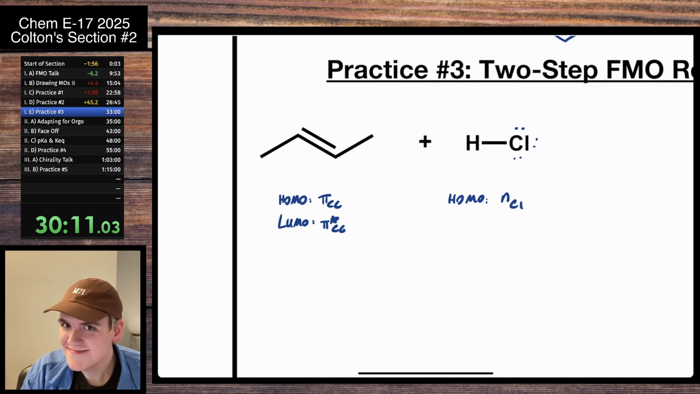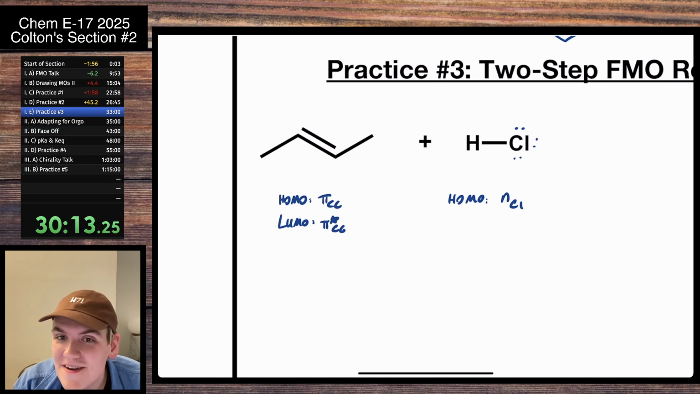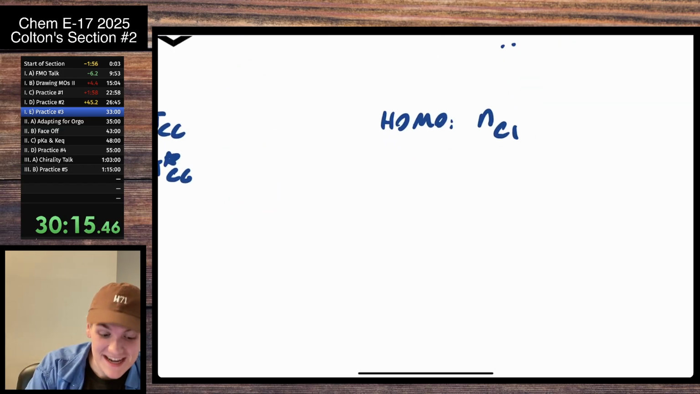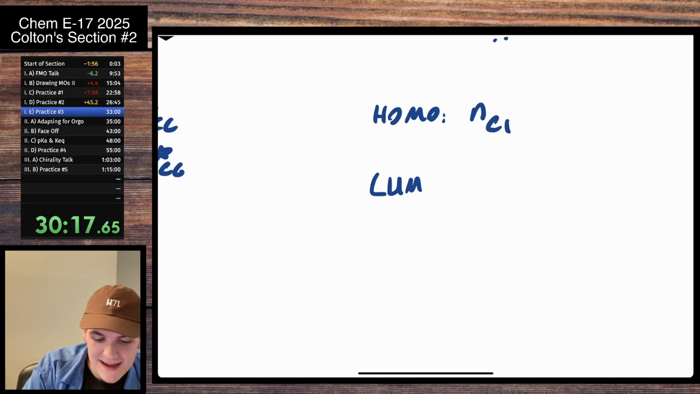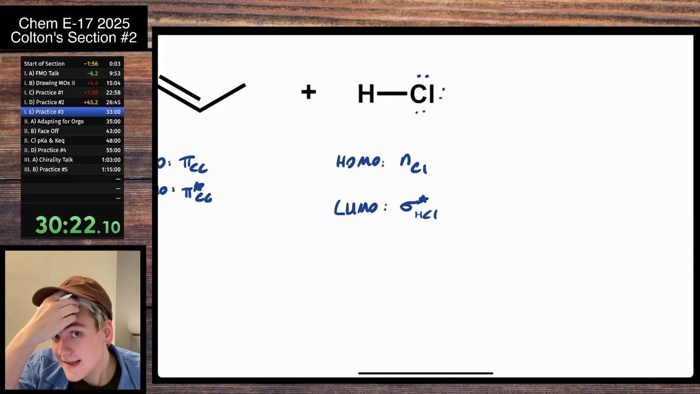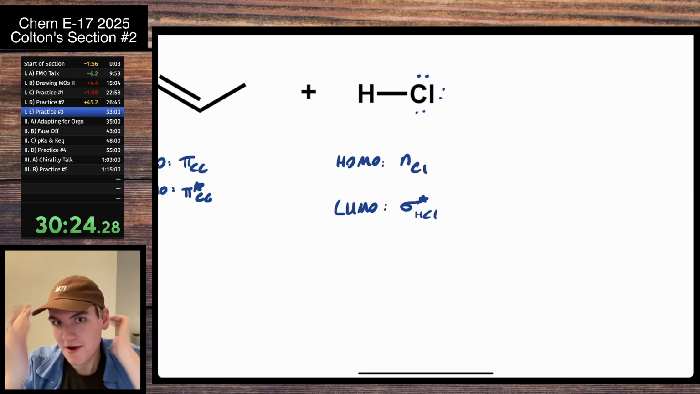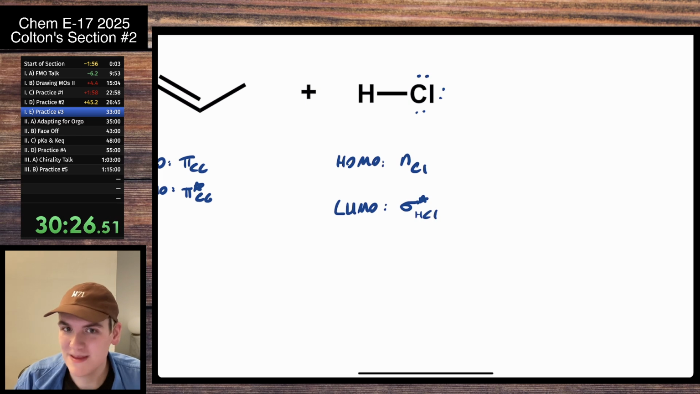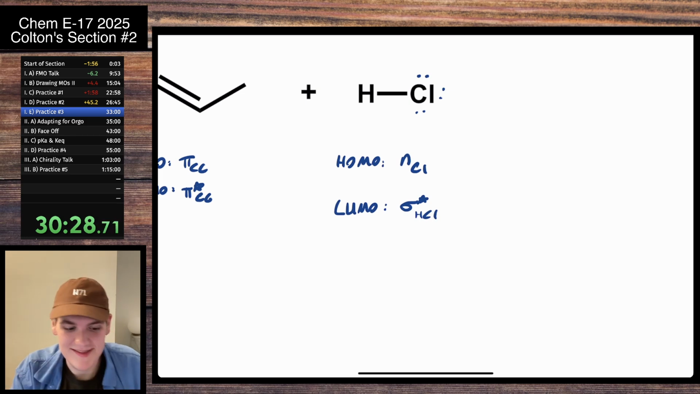Sigma HCl. I'm sorry, I have babies crying. No. Thank you so much for engaging. I appreciate it. You're totally right. The LUMO is going to be the sigma star of HCl. And honestly, it's because that's the only other option. This is such a small molecule that we don't really have a bunch of different options.